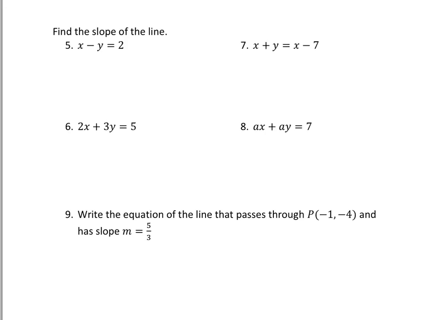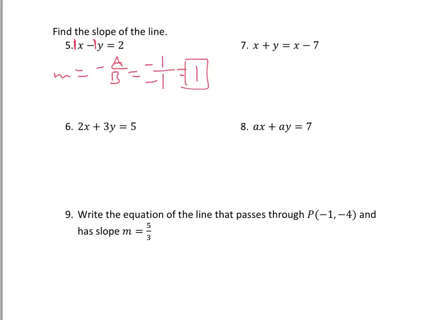Okay, find the slope of the line. Okay, so I've got some standard form here. I've got some not standard form here. We're just going to figure them all out. So the first one is in standard form, right? The coefficient in front of the x's, our a is 1, and our b is negative 1. So remember that the slope is negative a over b. Okay, so that's negative 1 over negative 1, which is just 1. So the slope there is 1.